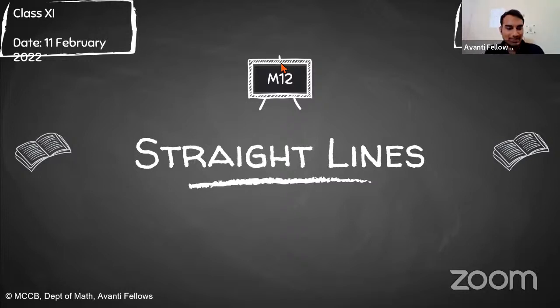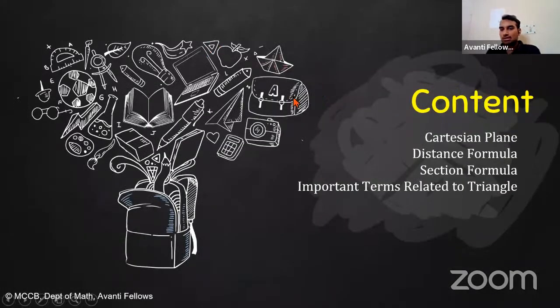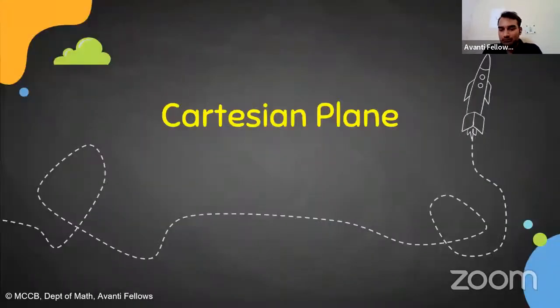Okay, so let's start. In today's class, what we are going to see is the Cartesian plane, the distance formula, the section formula, and the important terms related to triangles. Okay, so that's the aim for today's class. Okay, everything is clear.